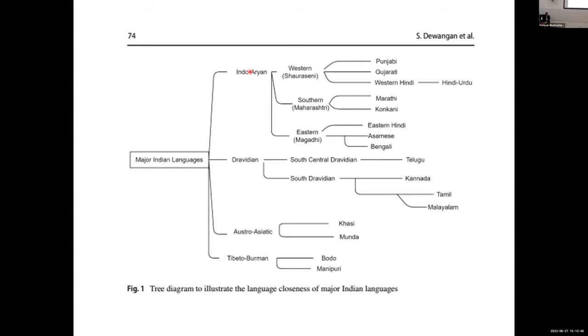Now, within the Indo-Aryan family, we find subfamilies, and some of the languages are very prominent. For example, Punjabi, Gujarati, Hindi, Urdu together form the 4th highest number of speaker population speaking that language. Marathi, Bengali are also within 20 in terms of their speaker population.